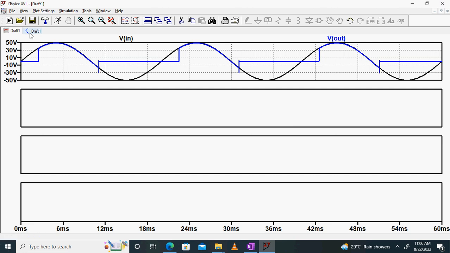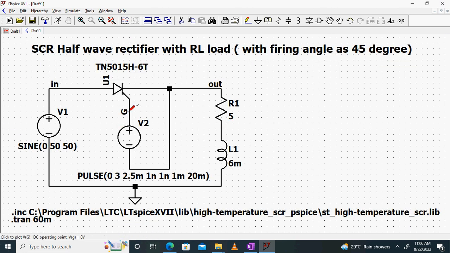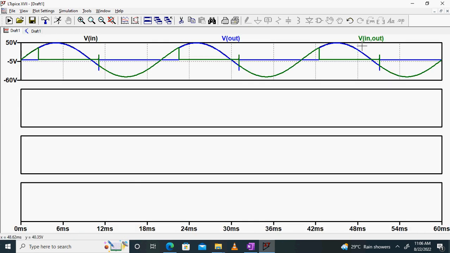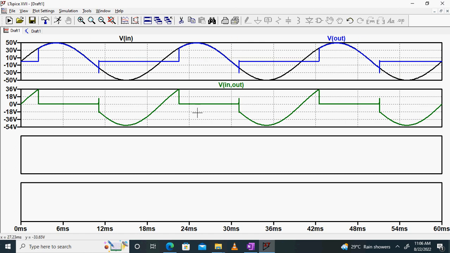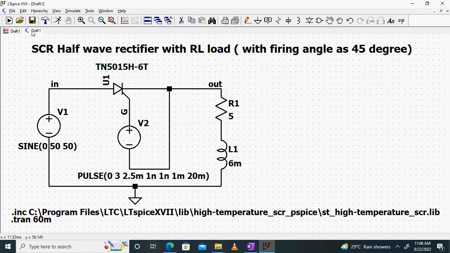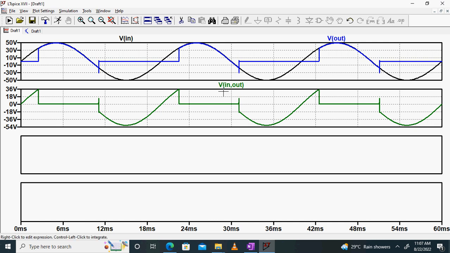Next, I want to plot the voltage across the SCR. So I have to plot this anode voltage with respect to cathode. I'll place one terminal over here and another with respect to this. So this will be my SCR voltage. What I've done is I've placed one voltage probe over here, and with respect to that I've placed another probe over here, anode to cathode. So anode to cathode voltage is nothing but my voltage across the SCR, which is showing over here, right?